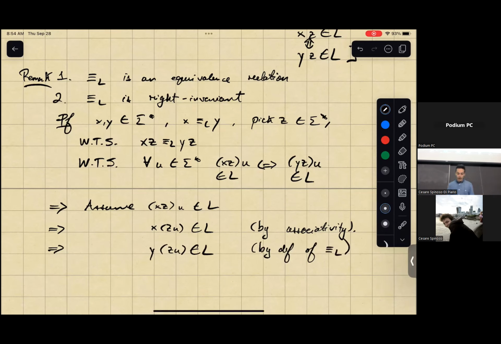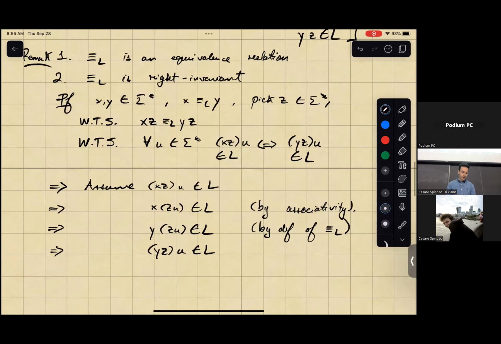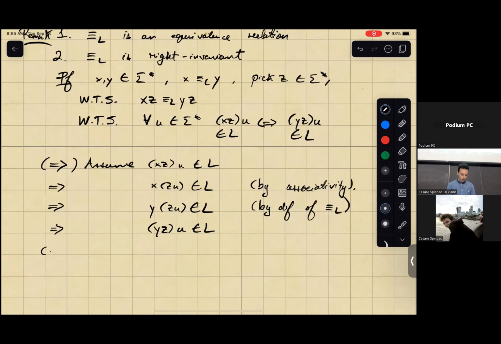Very good. And now I can just use associativity again, but sort of backwards. So I can say that this also implies that yzu is in L. And this completes the forward direction, because I've taken some arbitrary string u, and I've stuck it to xz. I've assumed the premise, and now I've shown the conclusion. And so that completes the forward direction, and the backward direction is exactly the same. So this is the backward direction, and this is the same. Good. So that completes the proof. So I can use a little box.